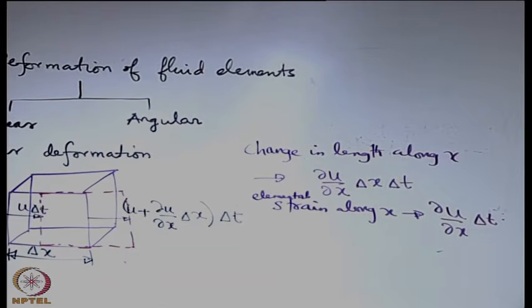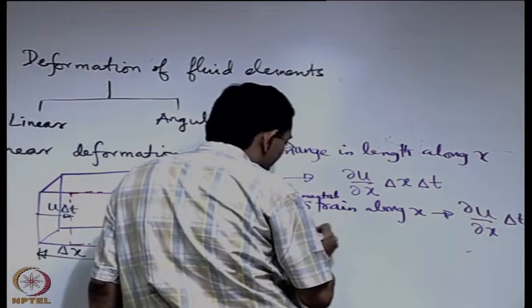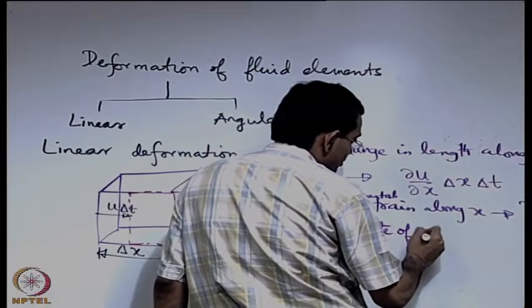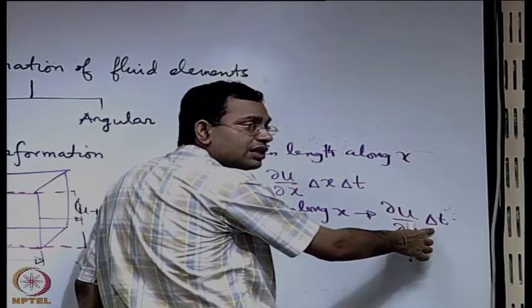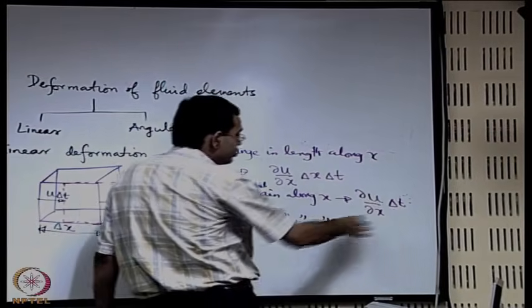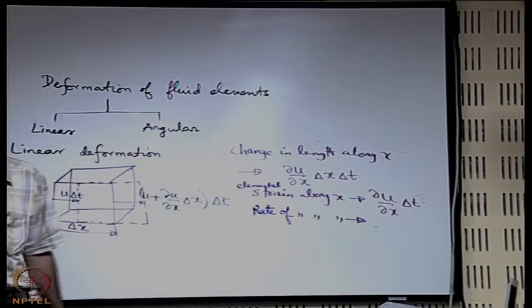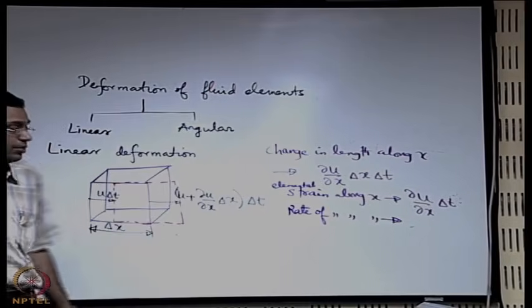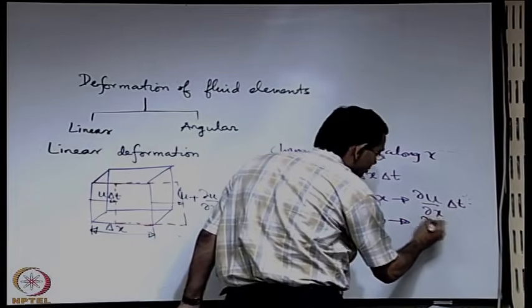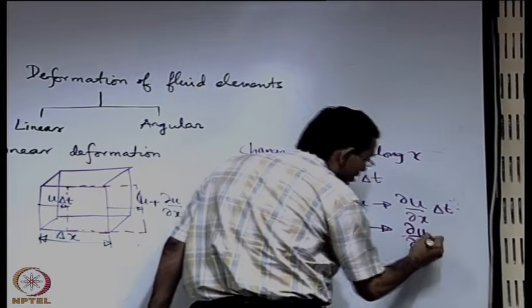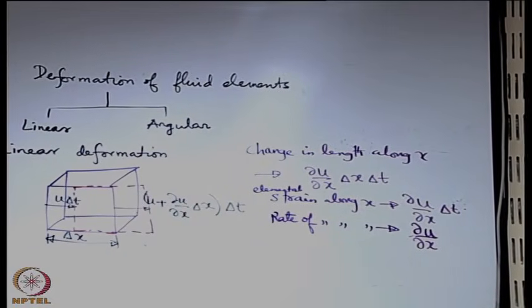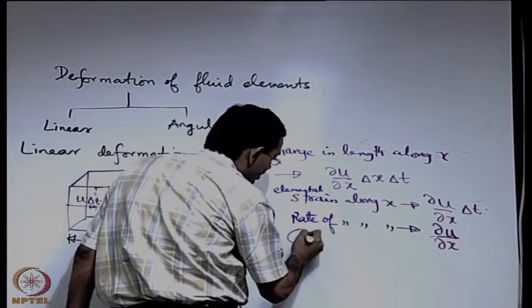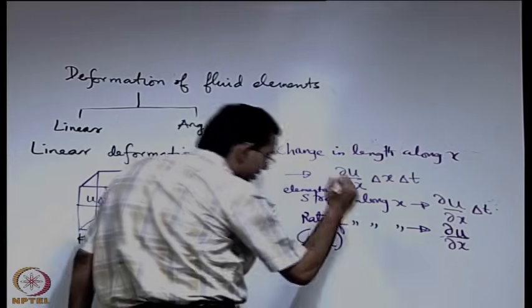So the rate of strain along x, what is that? It is basically this divided by delta t as delta t tends to 0. When we say rate, we always implicitly mean the time rate. So that will be simply the partial derivative of u with respect to x. We may give it a shorthand notation, say epsilon dot x.